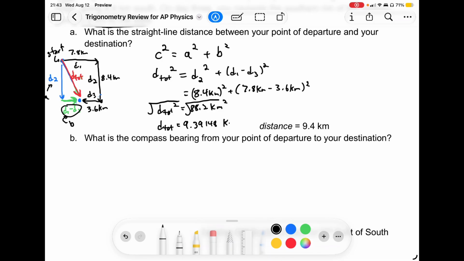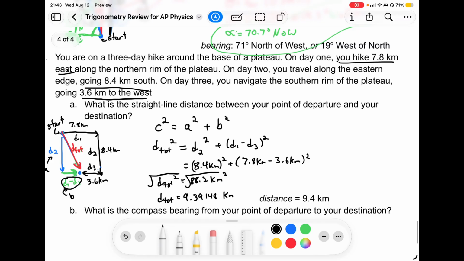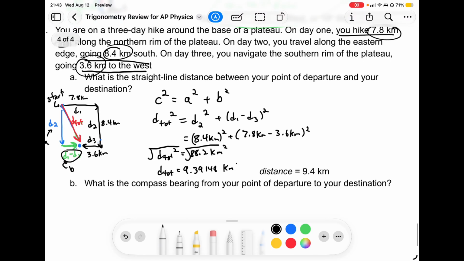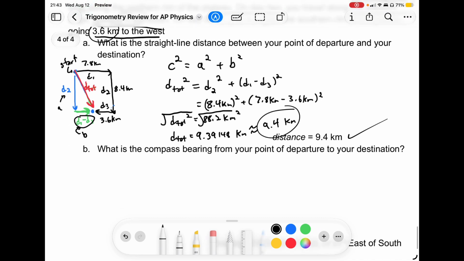9.39148 kilometers, and that kilometer squared was, we took the square root of, so that leaves us with just kilometers. And if we go back, all of our numbers we were given were all 2 sig figs, so we should round this to 2 sig figs, and so we'll round this to 9.4 kilometers, and that is our distance, and that squares with what we were given for an answer over here.